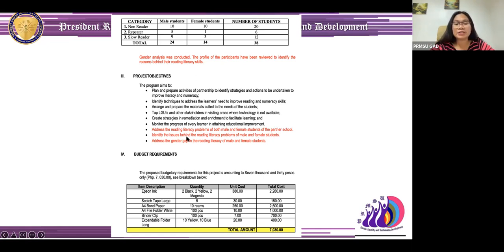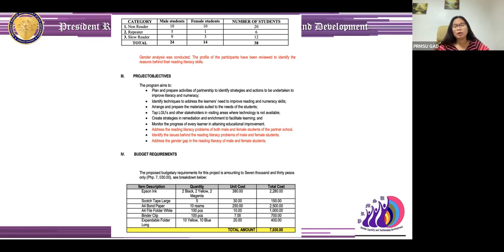Then identify the issues behind the reading literacy problems of male and female students. Then address the gender gap in reading literacy of male and female students. Because male students, according to our data, lag behind when it comes to reading literacy. And that is also what the literatures in the Philippines say: that in the Philippines, generally, male students are now lagging behind when it comes to literacy.